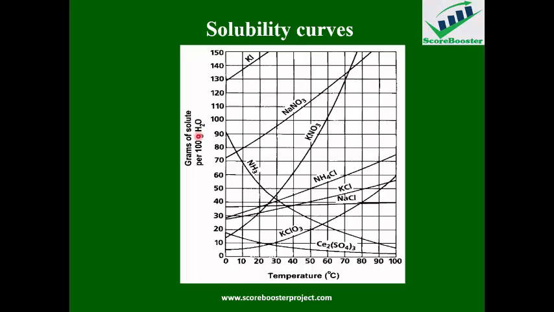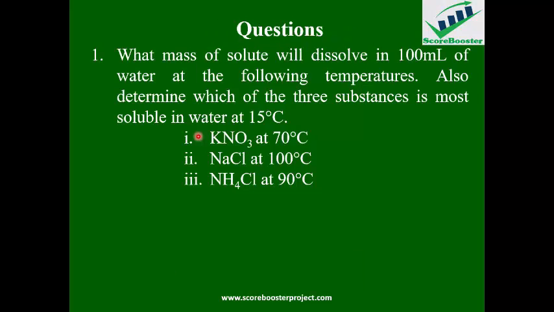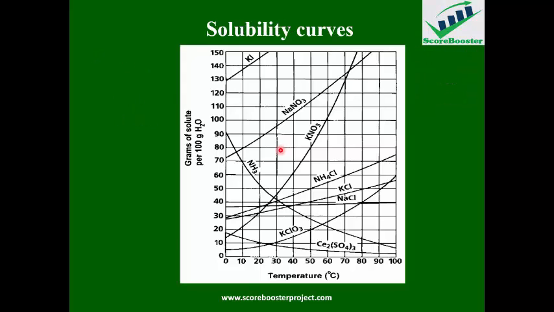100 ml and 100 grams are the same, as I've said earlier. So potassium nitrate at 70 degrees. Just go to 70 degrees. This is our 70 degrees. Where is potassium nitrate? This is the curve. At 70 degrees, potassium nitrate is around 130. 130 is the amount of potassium nitrate that is dissolved in 100 grams of water.